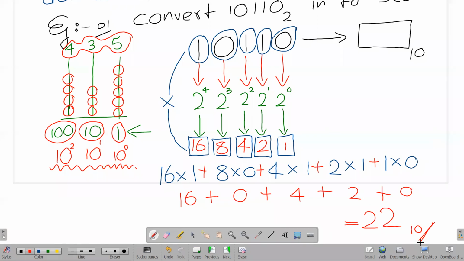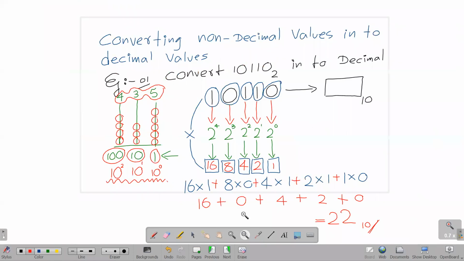People, is that clear? Yes, sir. Okay, great. So this is how we are going to convert a binary number into a decimal number. Let me ask you a question. If we need to convert an octal value into a decimal number system, what should our place values be, in which powers are our place values going to be?